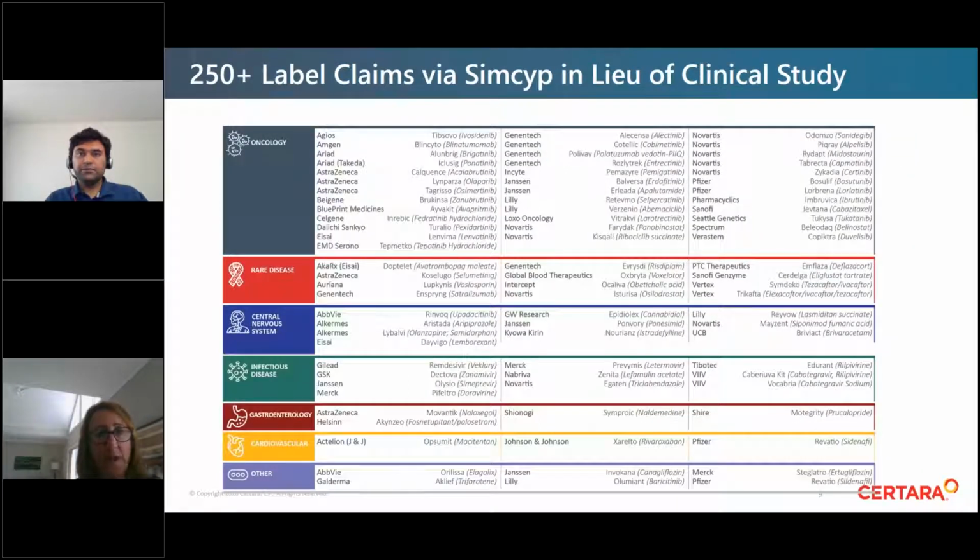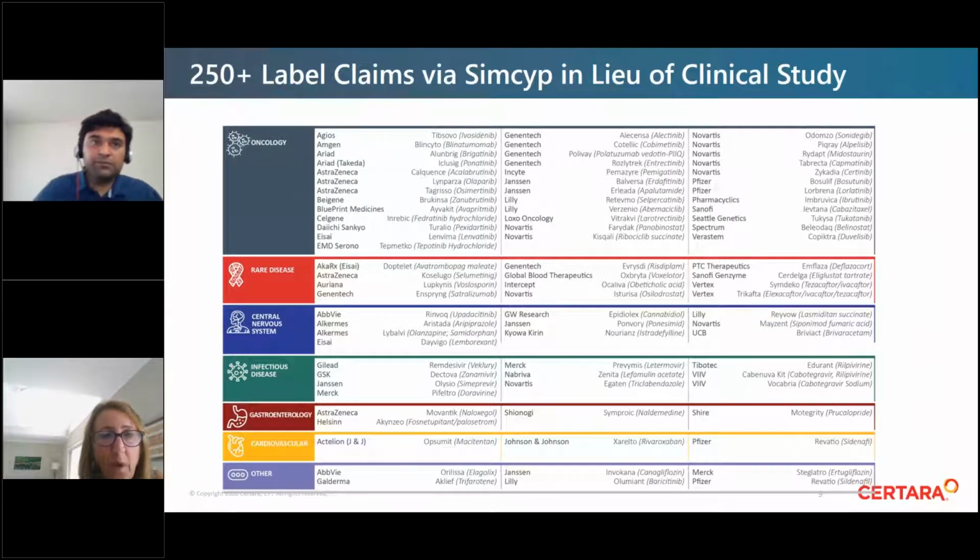To that end, I'm sharing here a slide that we have developed at Certara. These are some of the compounds that we've worked on over the past several years, where a Simcyp PBPK has been used in lieu of a clinical study. So they've informed the drug label in one or more cases and delivered prescribing evidence to the physician based solely on modeling and simulation using PBPK in lieu of the clinical study.